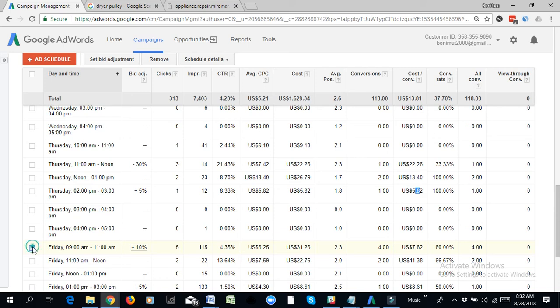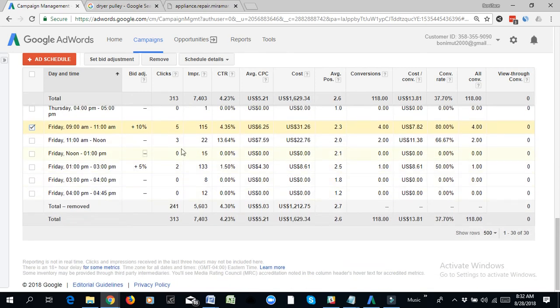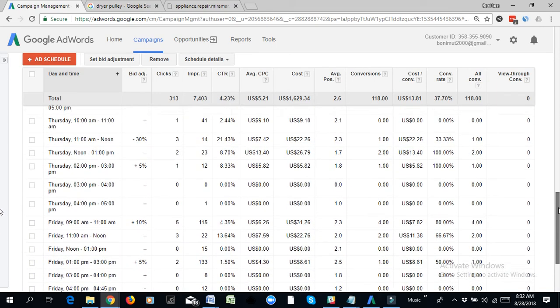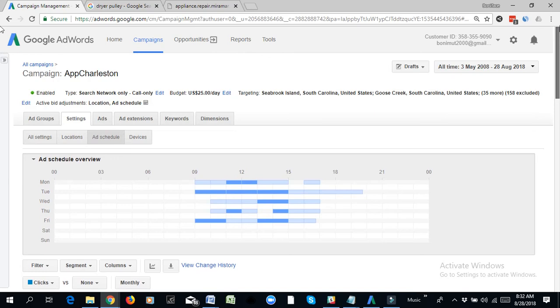We come to Friday. So for Friday here we have cost per conversion. This is good with an adjustment there. 11 is okay, 8 with an adjustment is okay. So everything is okay for Friday there. So those are the different screens or sections on the AdWords that we look at.